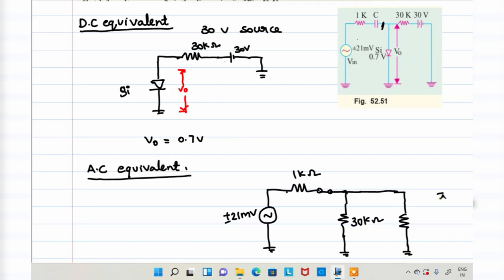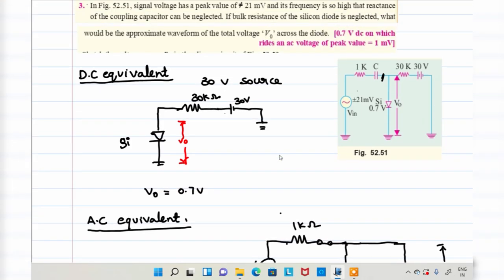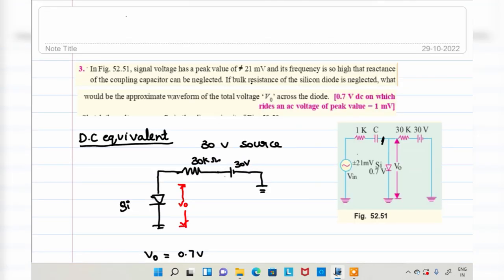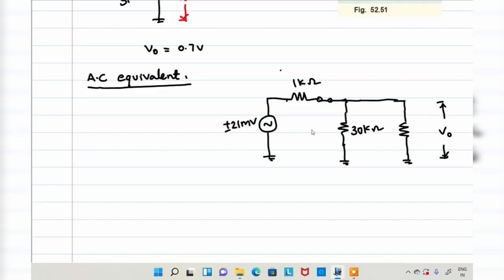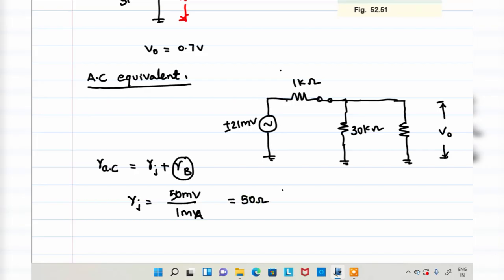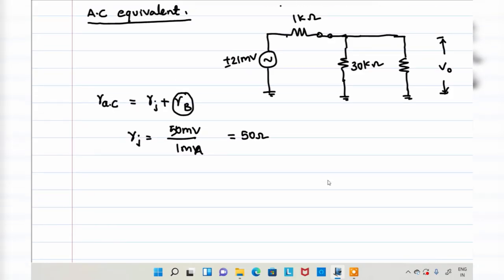The voltage across this diode is V0. Just go through the problem once. It is mentioned that the bulk resistance of a silicon diode is neglected. So in case of AC, the resistance RAC is equal to RJ plus RB. This bulk resistance is neglected, so what amount of resistance is present? That is RJ. For silicon, it is 50 millivolt by 1 milliampere, which is equivalent to 50 ohms. It is a constant for silicon, irrespective of the input voltage. I hope that it is clear.